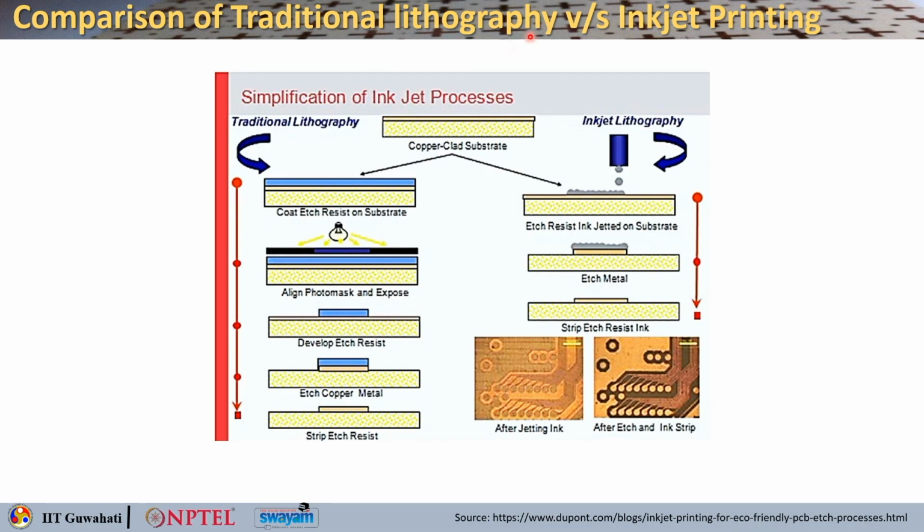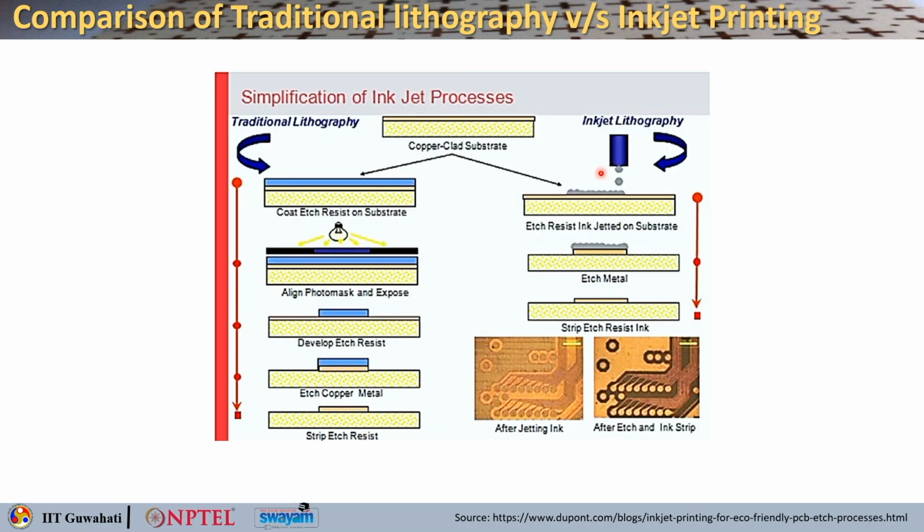So, here is a comparison of the traditional lithography versus the inkjet printing method. You start with a copper clad substrate in both cases. Then in the traditional lithography method, you first coat etch resist on the substrate, then you align the photomask and do the UV exposure, and then you develop the etch resist. On top of that, you have to remove the copper metal, and then you also remove this etch resist, and you get your pattern here.